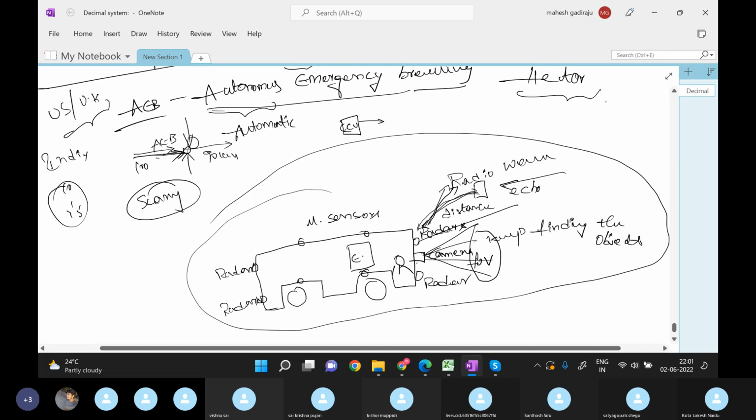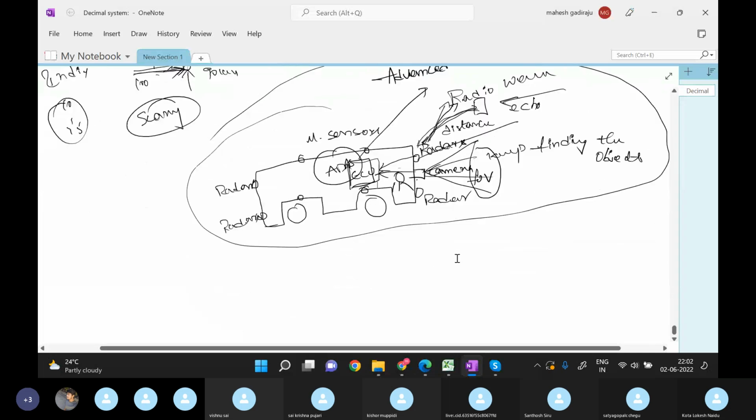There will be an ECU here. We call it an ADAS ECU. ADAS means Advanced Driver Assistance Systems. Got it? This is one of the ECUs. So this ECU will keep on getting the inputs from radar and camera.